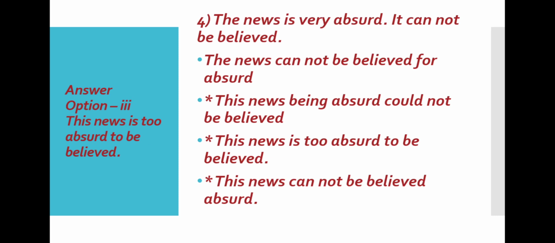Next question. This news is very absurd. It cannot be believed. Look, whenever the word very is there, you have to remove this very and use the word too, T-O-O, instead, and cannot should also be removed. First option: this news cannot be believed for absurd. Second option: this news being absurd could not be believed. Third is: this news is too absurd to be believed. I have told you, whenever there is very, you have to use the word too. Therefore, the third option is the correct option.